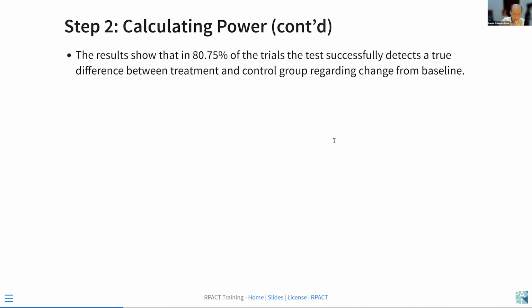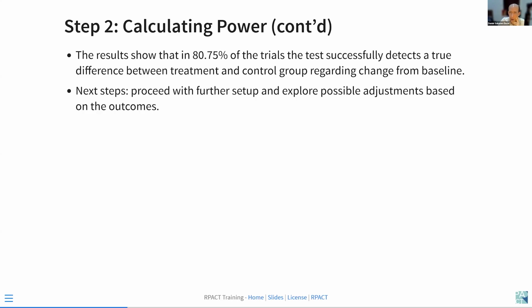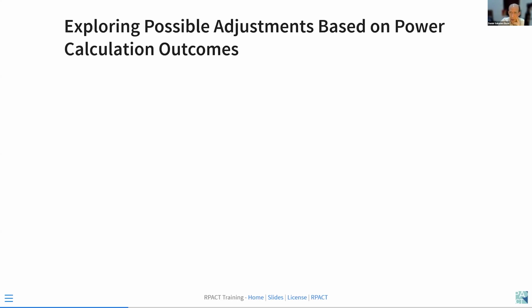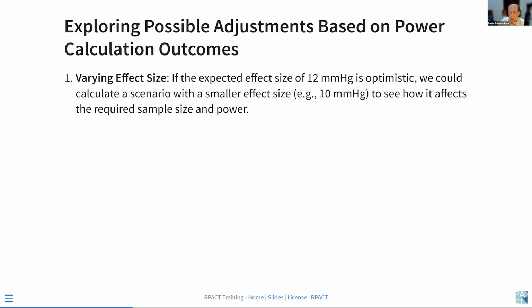Okay, so the results show that, in 80.75% of the trials, the test successfully detects the true difference between treatment and control group regarding change of baseline. And now we can further explore possible adjustments, right? So how would we do that? What can we vary? What would be interesting? We can vary the effect size.